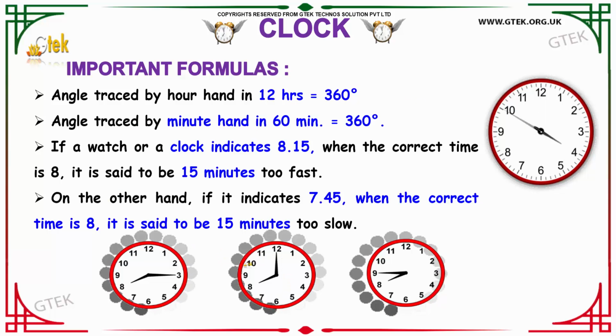If you see over here, you have a watch that is showing 8. If the watch is running 15 minutes fast, then it will show 8:15. On the other hand, if it shows 7:45, when the correct time is 8, then it is said that it is 15 minutes space slow.